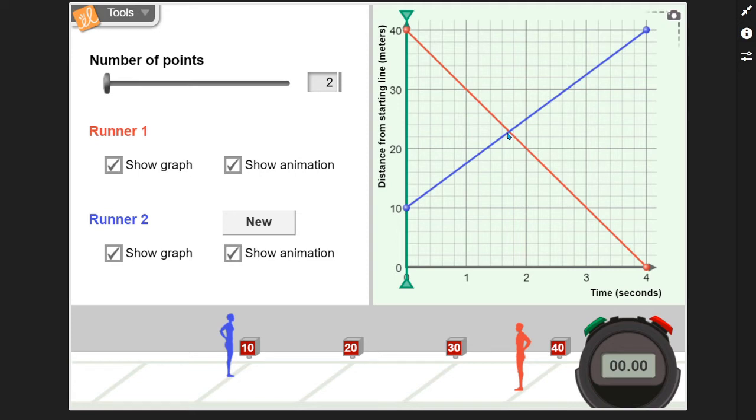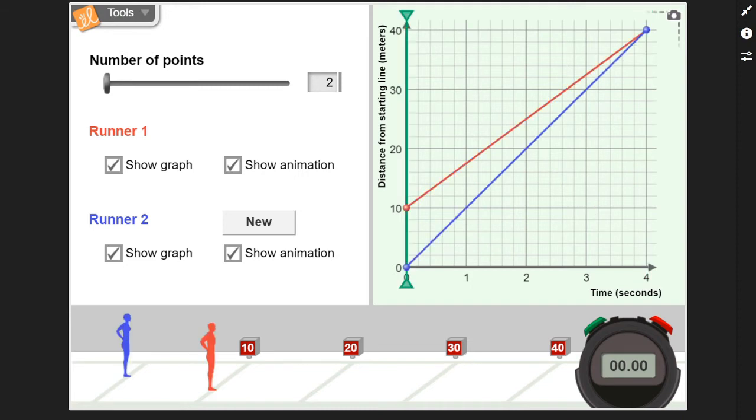We call this point an intersection point. And let's click the green button and see what happens at that point. Did you see it? At this point here, just somewhere in between 1 and 2 seconds, the red runner and blue runner cross paths. Okay, and so intersecting lines on the distance time graph means that at that moment in time, they're the same distance away from the starting line. And so presumably they are crossing paths.